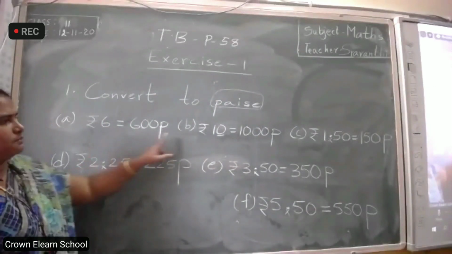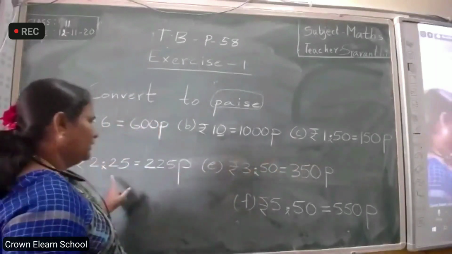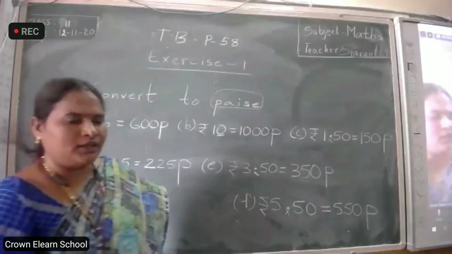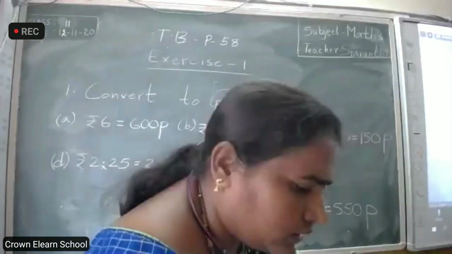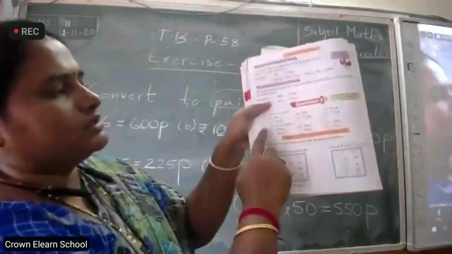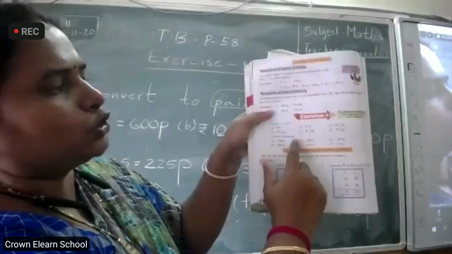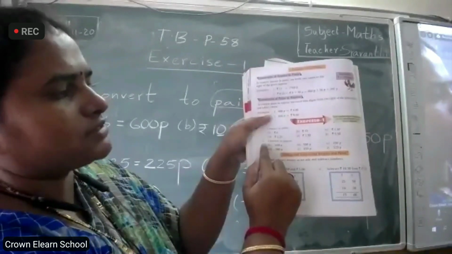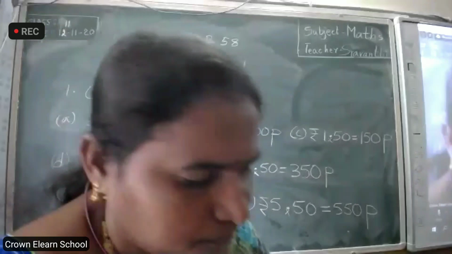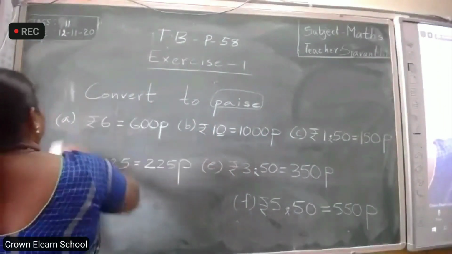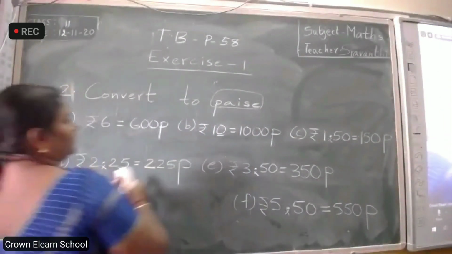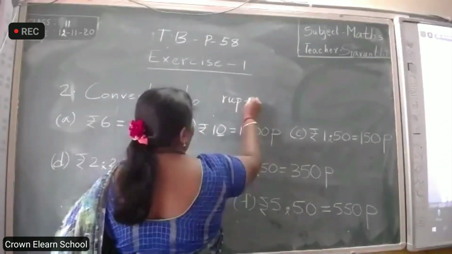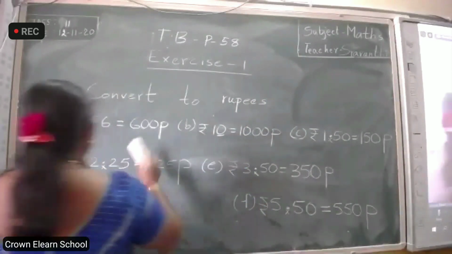Have you done A, B, C, D, E, F? Have you done that? Okay. Here we have second Roman. Convert to rupees. Okay, same. Under the first Roman, you have second Roman also. So let us do that. Second Roman. Convert to rupees. It's also so easy. Yesterday only we learned. We did in the notebook.